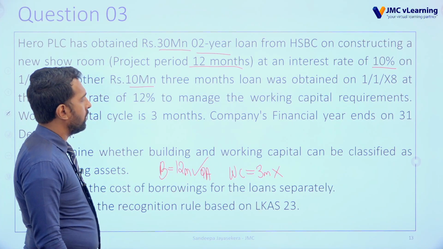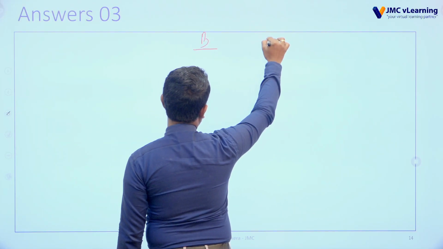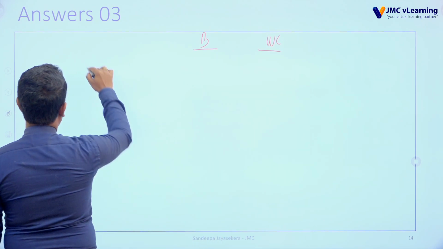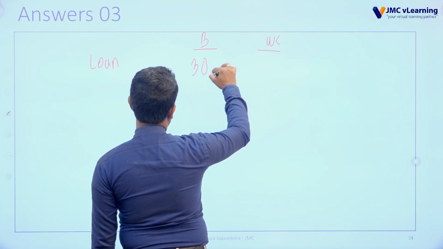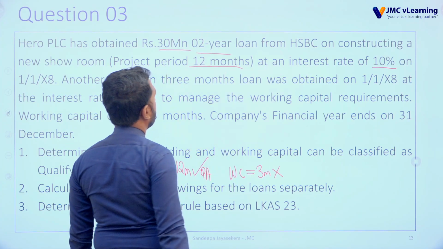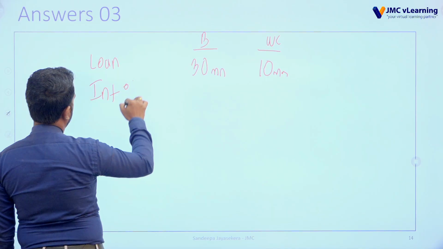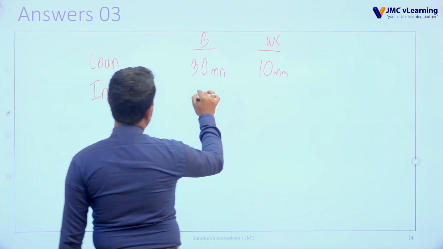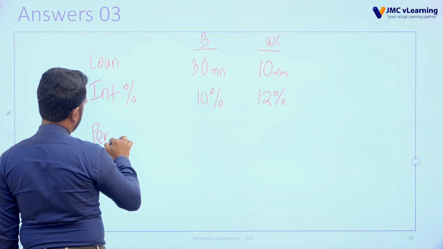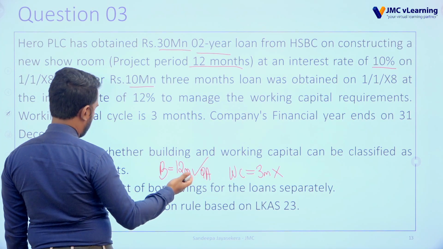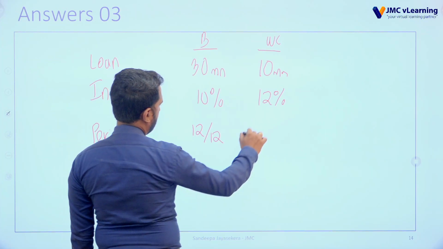Calculate the borrowing cost for the loans separately. One is for the building, the other one is the working capital. We'll take the loan values, 30 million and 10 million, and the interest rates, 10% and 12%. And the period we are looking at: this is a 2-year loan, and we are looking at up to 31st of December, so entirely 12 months will be there. But the working capital loan was for 3 months, so you have to calculate only for 3 months.